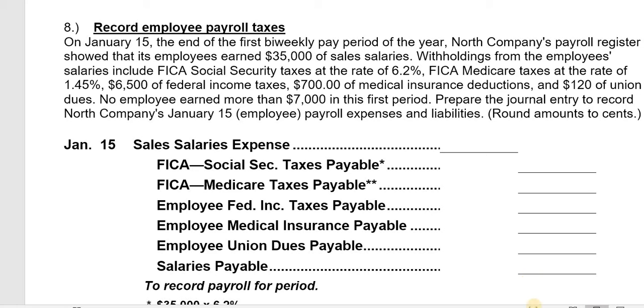So let's go. What is going to be their Social Security taxes payable? Well, it's going to be their gross pay, which was $35,000, times 0.062, $2,170. How about Medicare? That's 1.45% times 35,000, 507.50. Maybe I'll put a couple zeros here.